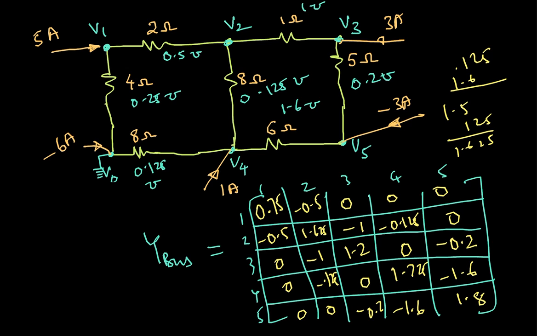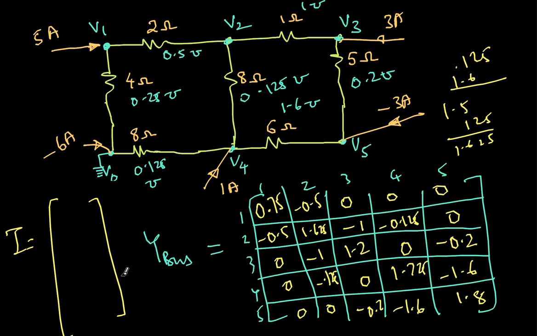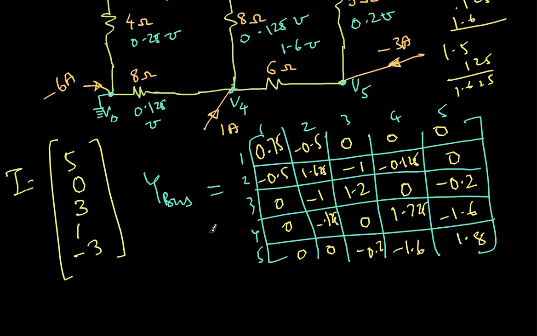Now what is the current injection vector? What is I? The current injection vector will be I1, I2, I3, I4. External current entering node 1 is 5 amperes. External current entering node 2 is 0 amperes. External current entering node 3 is 3 amperes. External current entering node 4 is 1 ampere. External current entering node 5 is minus 3 amperes. So this is how we defined Ik. Now I have I and Y. The next job is to find V.